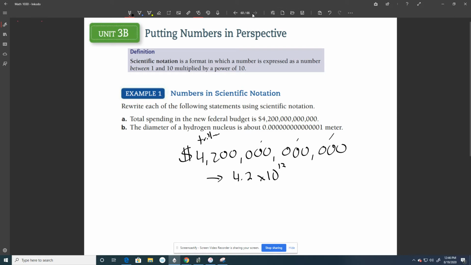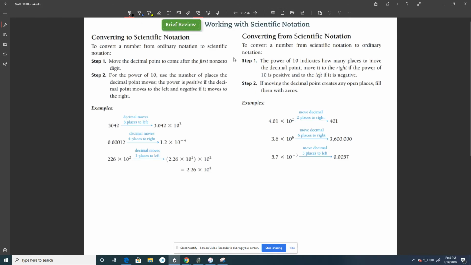So first thing that you need to understand is how to go back and forth with scientific notation. I'm not going to spend a lot of time on this because we've been doing this every year since 7th grade. So to convert to scientific notation, this is just a review. You can pause the video and read through this, make sure that you understand how that works. The second example is converting from scientific notation. Again, pause the video, make sure you understand how that works. If you need to take notes so that you remember how to do this, go ahead and take notes.